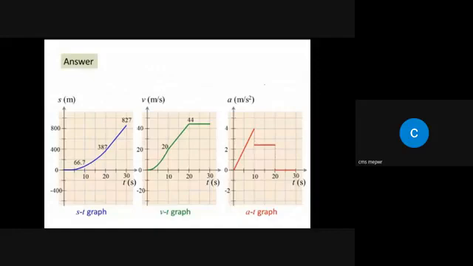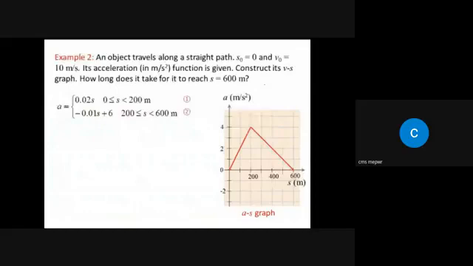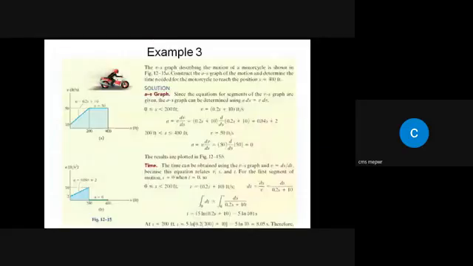Okay. Now we have another example, an object travel. You need to do this by yourself. आप इसको खुद कर लें, ठीक है? I left it for you people. Okay, let's go through a third example.